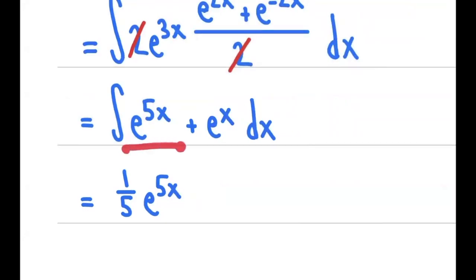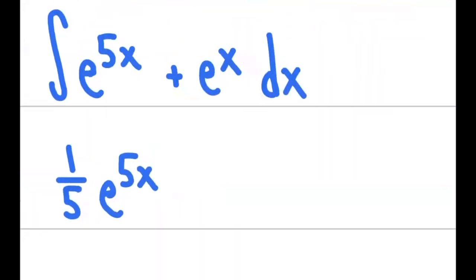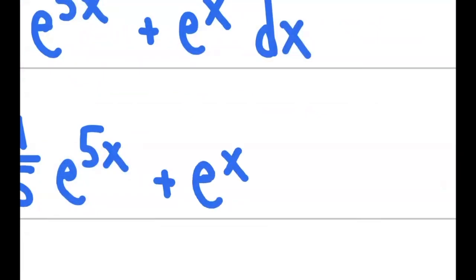But the way I think about it is when you take the derivative of e to the 5x, you use the chain rule and you get a 5 in the front. So you're multiplying by 5. But since we're integrating now, we're basically dividing by 5. And the integral of e to the x is just itself. And then we have, of course, plus c.